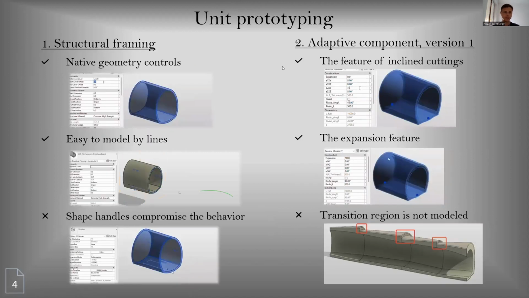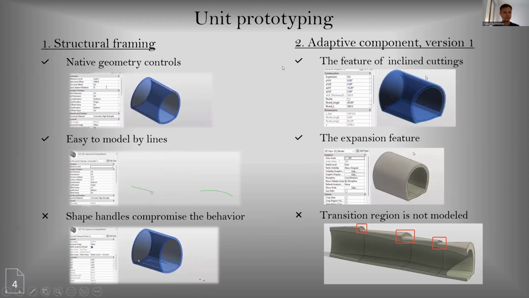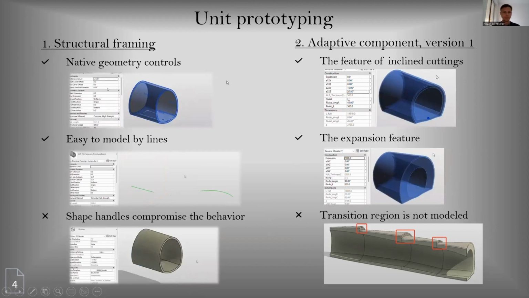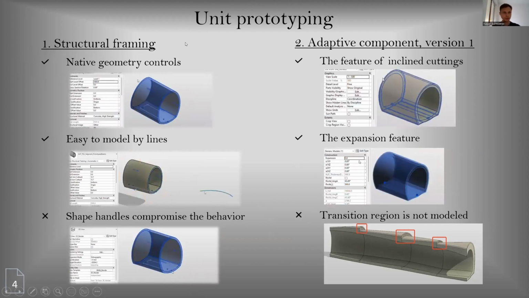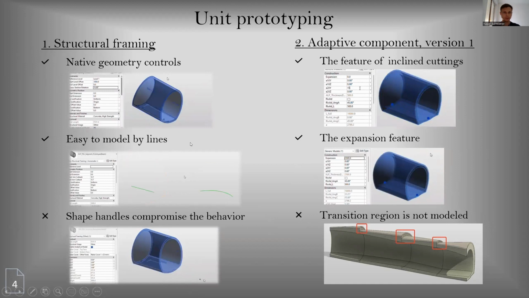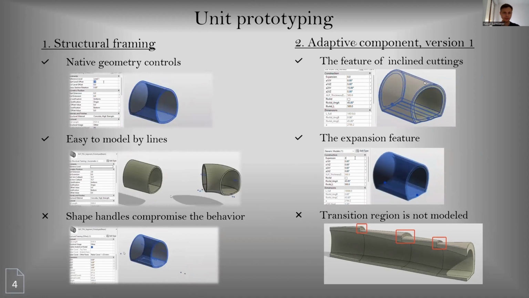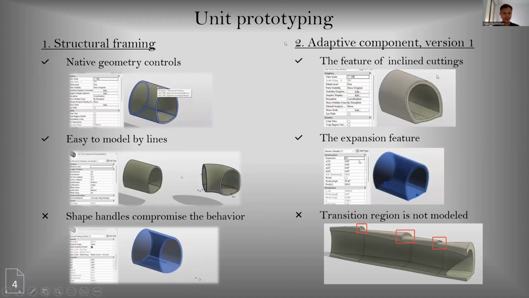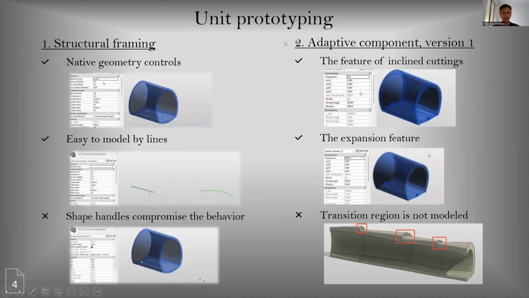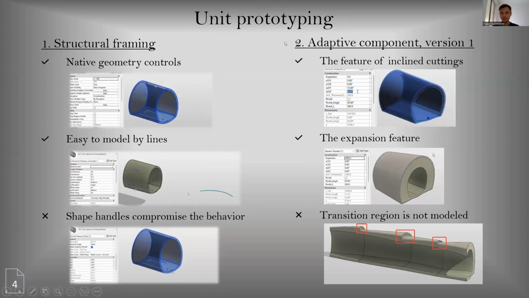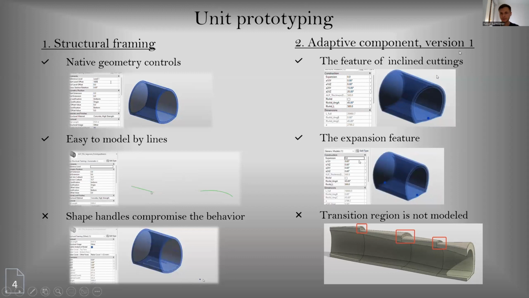The first step was unit prototyping. The first variant was structural framing. It had some native geometry controls, which were very useful. It was easy to model by lines, but shape handles compromise the behavior of the family. Maybe it could be fixed, but in any case, it made the work more difficult, and it was easier to collapse the family. For this reason, I switched to adaptive components.